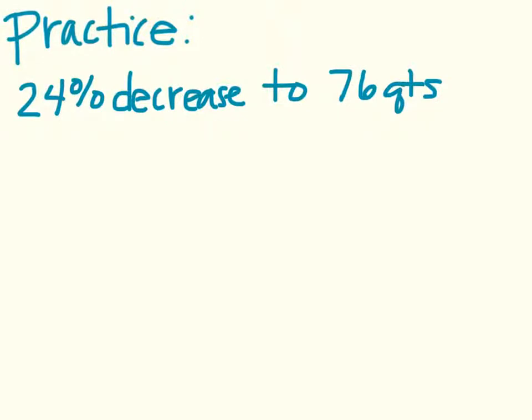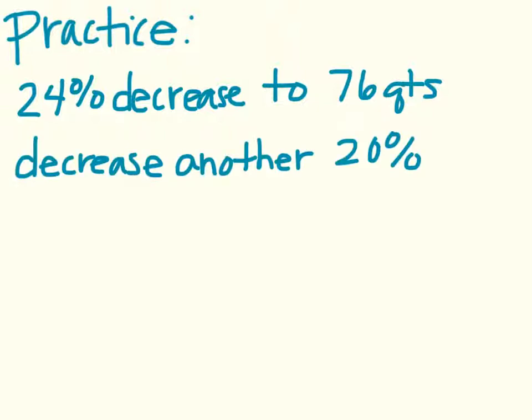Let's try another problem like this. I'm going to help you set up this next practice problem, but then I want you to complete the computations on your own. It goes like this. One Friday, a restaurant received enough orange juice for a week. After the weekend, the restaurant's orange juice supply had decreased by 24% to 76 quarts. After Monday, the supply had further decreased by 20%. In Part A, I want you to calculate what was the original amount of orange juice received.